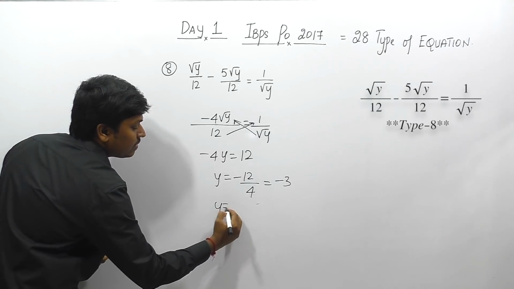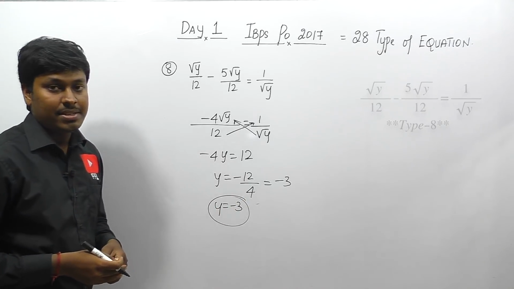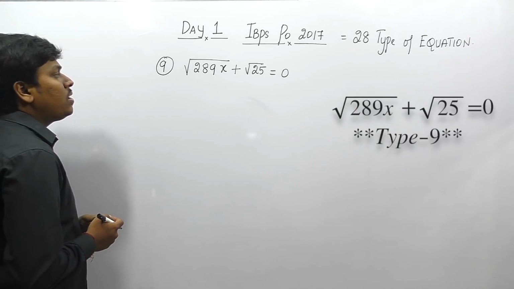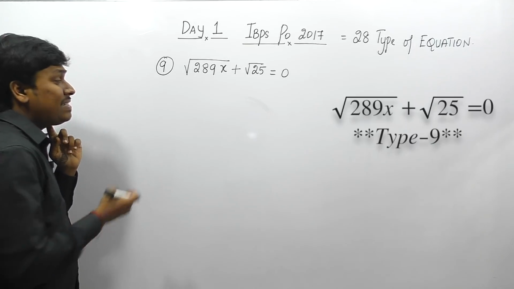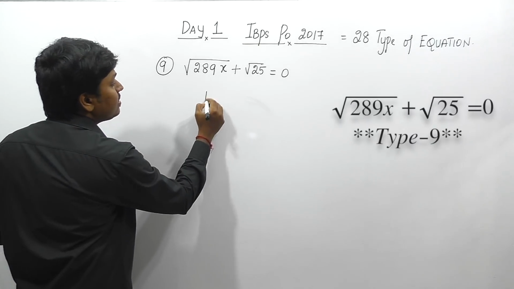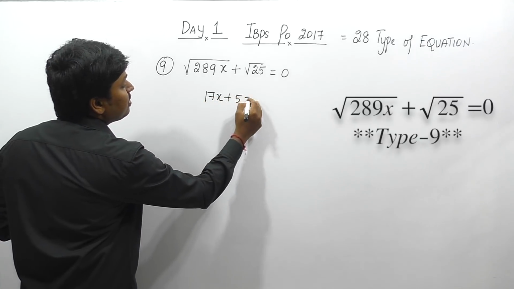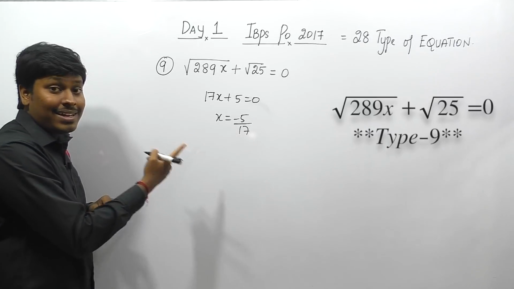So finally we got the factor y is equal to minus 3 for this type number 8 equation. Type number 9: root of 289x plus root of 25 is equal to 0. Friends, the equation looks so simple, but what students used to do is write this as 17x plus 5 is equal to 0, then write this as minus 5 by 17. Is this correct? It is wrong, friends.